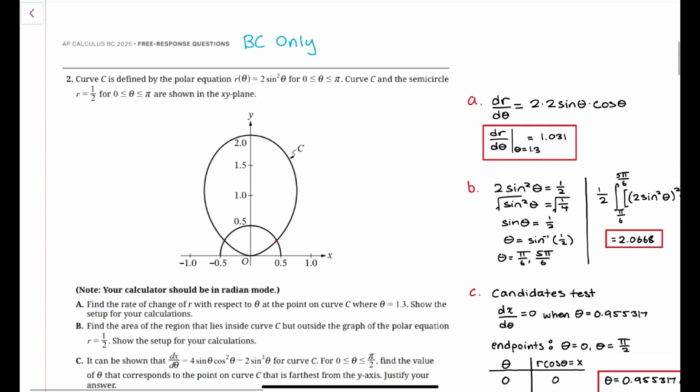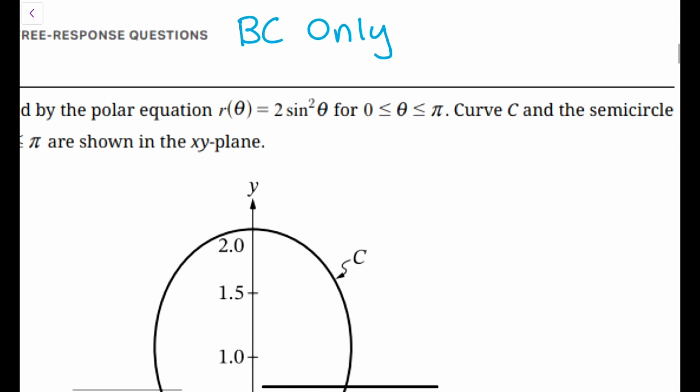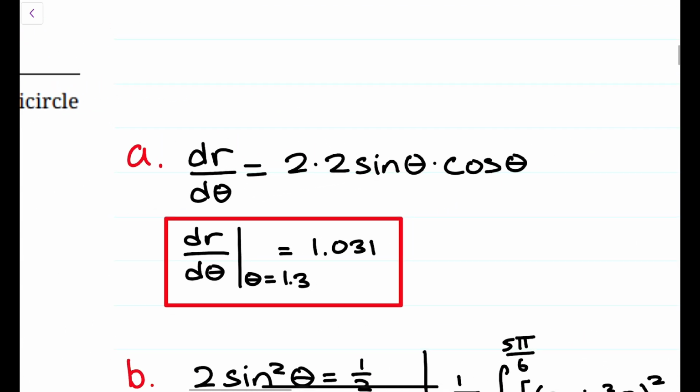For the next FRQ, this is a BC only FRQ. So part A asks us to find the rate of change of R with respect to theta on curve C, where theta is equal to 1.3. And we're given at the top that R of theta is equal to 2 sine squared theta, and we just take the derivative of that, so we get 4 sine theta cos theta, and then we evaluate that at theta equals 1.3. We can plug that into our calculator, make sure you are in radians mode, not degrees, and you will get 1.031.